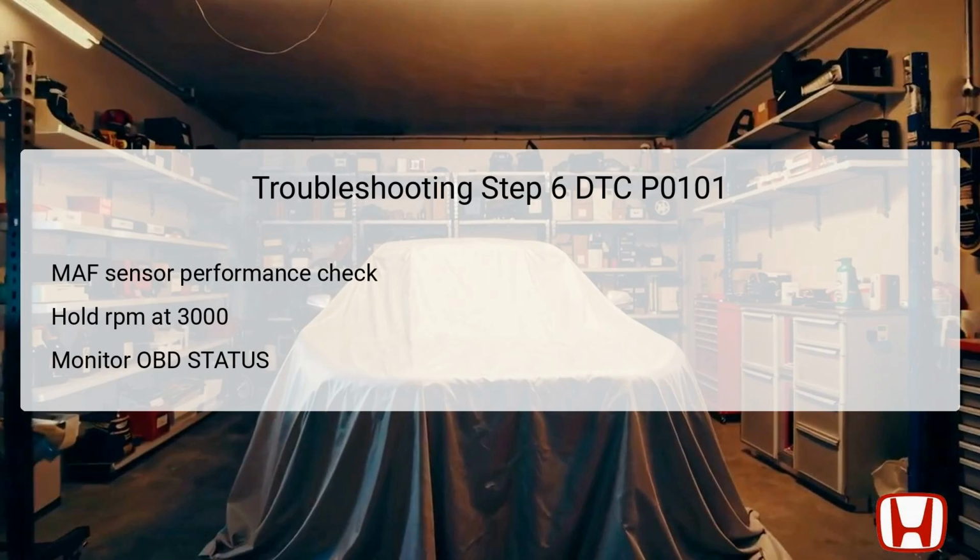Following this, test drive the vehicle while recording key parameters such as engine speed and vehicle speed, along with readings from the MAF and throttle position (TP) sensors. After the test drive, observe the OBD status for DTC P0101 using the HDS.